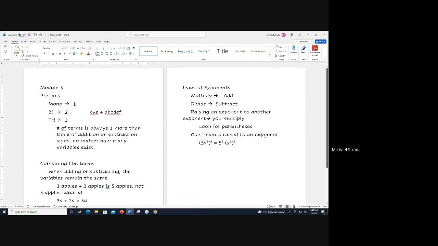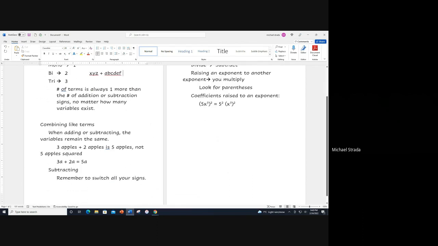Don't forget that, please. When combining like terms, when adding or subtracting, remember the variables remain the same. What I mean by that is this. If you add 3 apples plus 2 apples, you get 5 apples, not 5 apples squared. So in other words, 3a plus 2a would be 5a, not 5a squared. So whenever you add, make sure your variable stays the same.